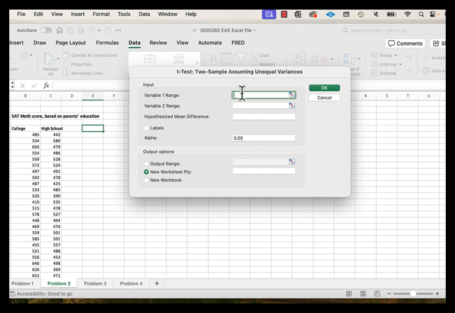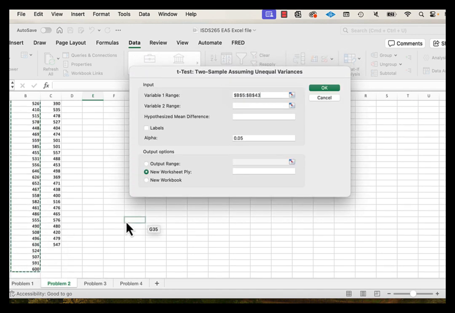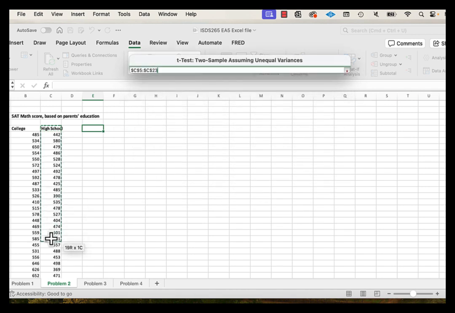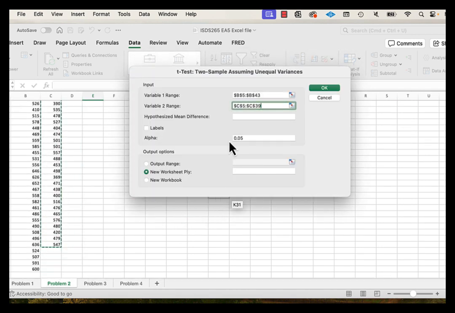And this gives us something similar to what we saw with the two-sample z-test. Variable 1 range, that's going to be for college, parents had college education. Variable 2 is going to be for the high school data, parents had a high school education. Hypothesized mean difference, again, always 0 on these tests. Labels, because we selected college and high school in that range up there.